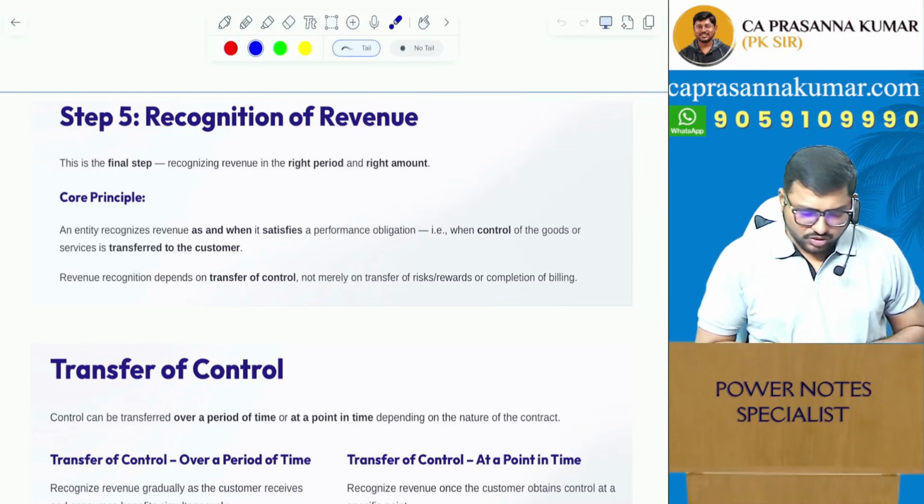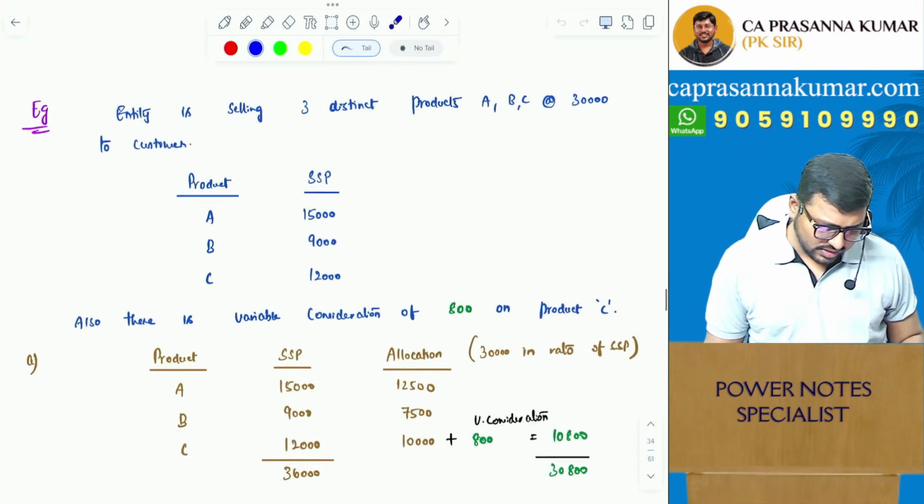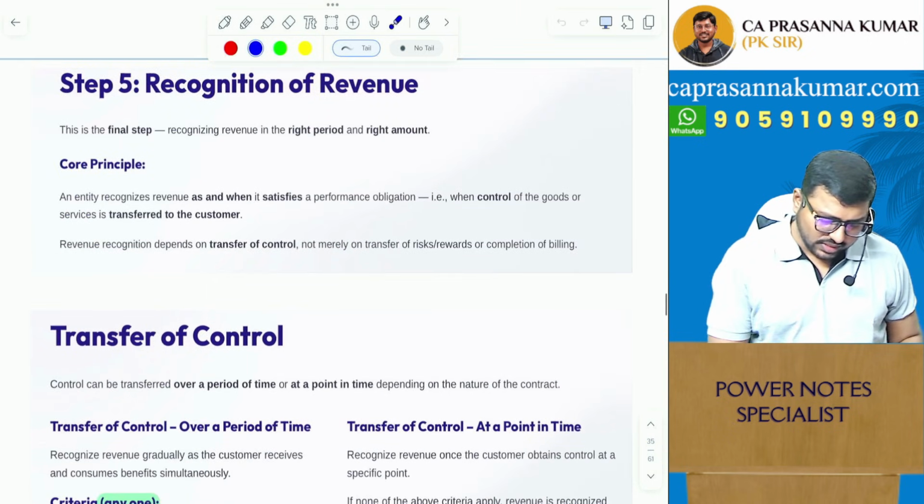Alright guys, let's continue with the revision session. In the last session, we have seen it till step 4, right? Now let's look into step 5.